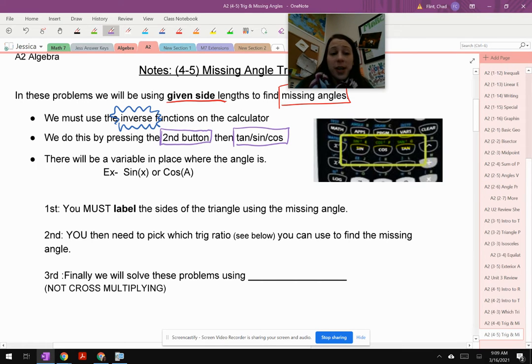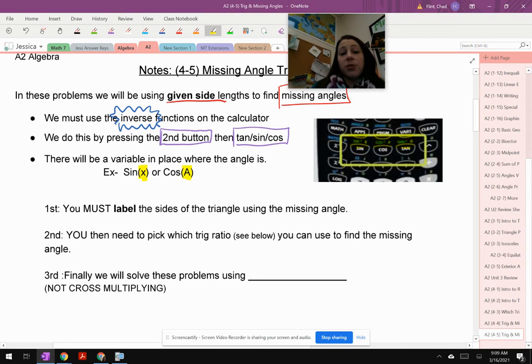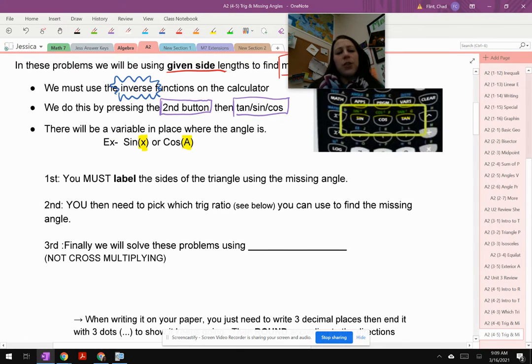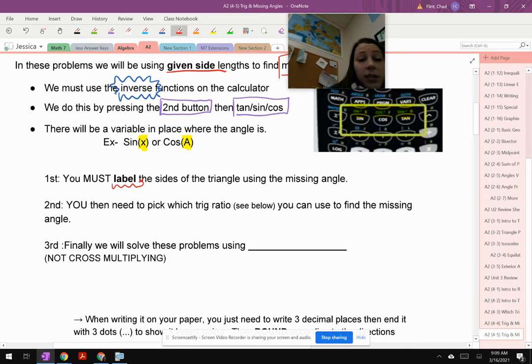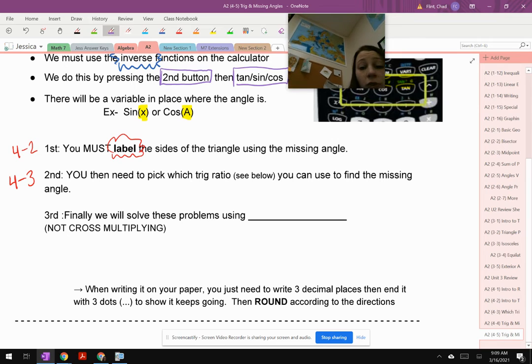Tan, sine, or cosine. Since the angle is missing, you're going to have a variable in place of where the angle is, depending on what variable that angle is labeled with. You know, sine of x, cosine of angle A, angle x, whatever it is. You're still going through that same process of labeling like we did in 4-2, still picking that trig ratio like we did in 4-3, and now this time we're going to solve this just straight up using the calculator.